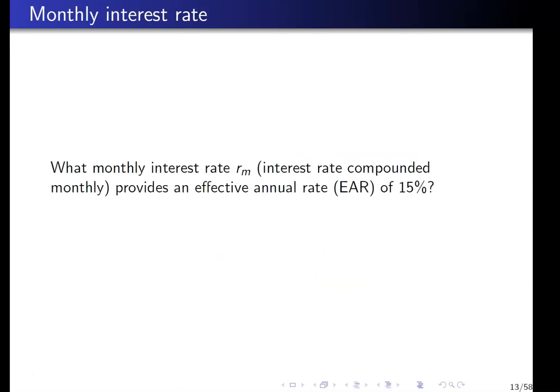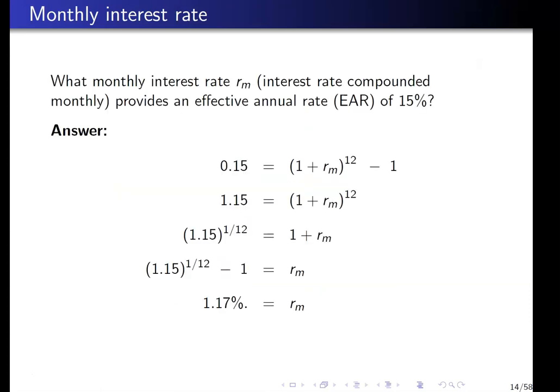What monthly interest rate, RM, provides an effective annual rate of 15%? Well, the same question. So we have 15% for the full year. That has to be equal to 1 plus the monthly rate to the power 12, minus 1. If we solve for the monthly rate, that gives 1.17%.